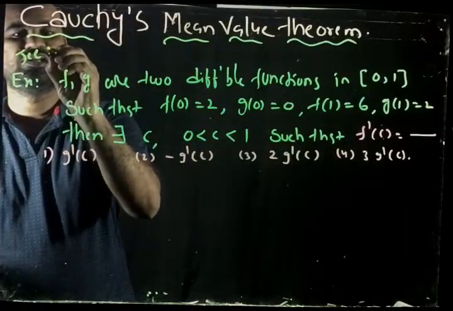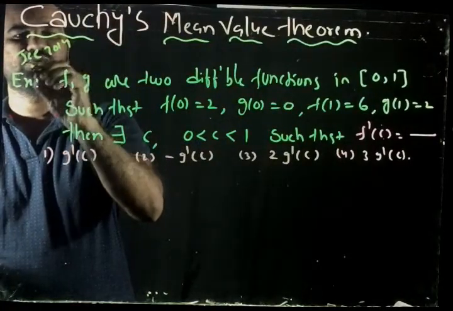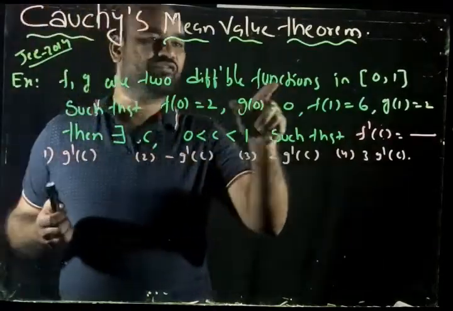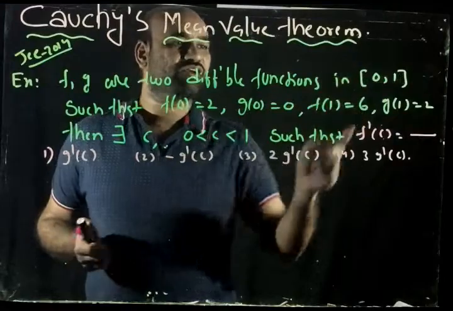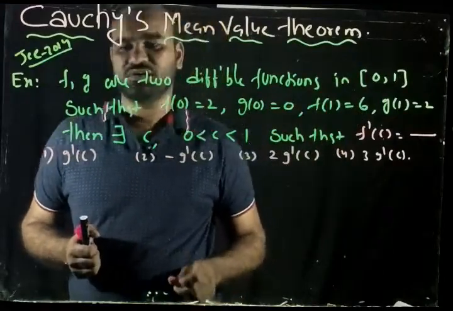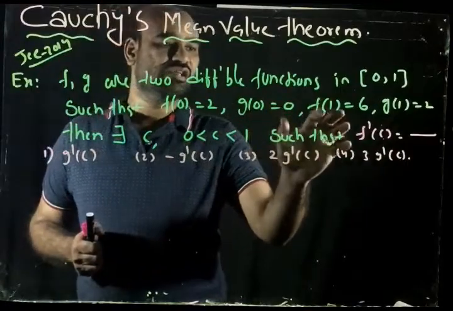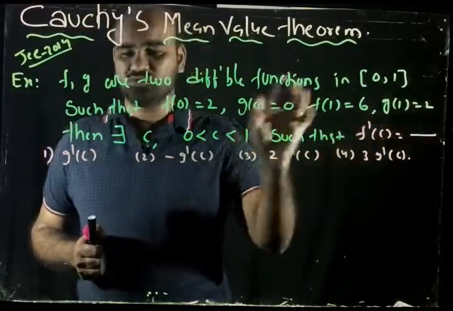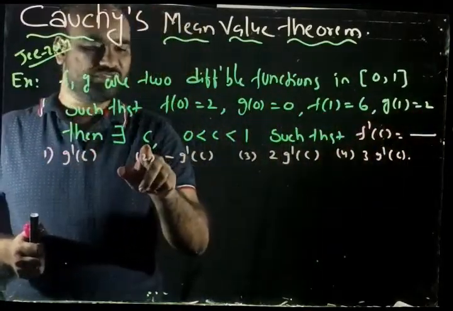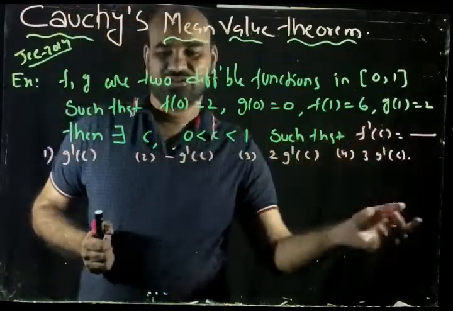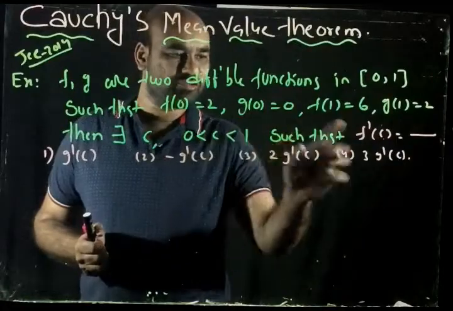JEE 2014 problem. Okay, f and g are two differentiable functions defined in the closed interval [0, 1] such that f of 0 is 2, g of 0 is 0, f of 1 is 6, g of 1 is 2. Then there exists a c which belongs to the open interval (0, 1) such that g dash of c equals what? Options 1, 2, 3, 4 are given.